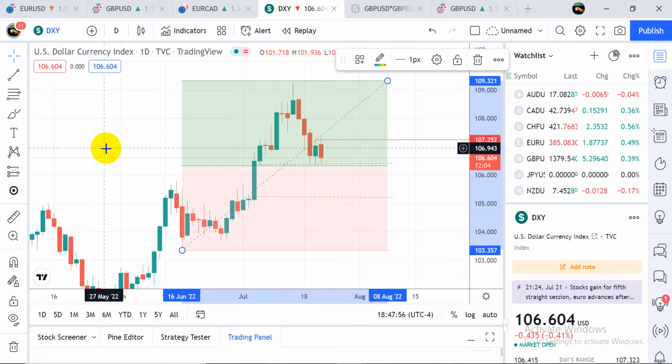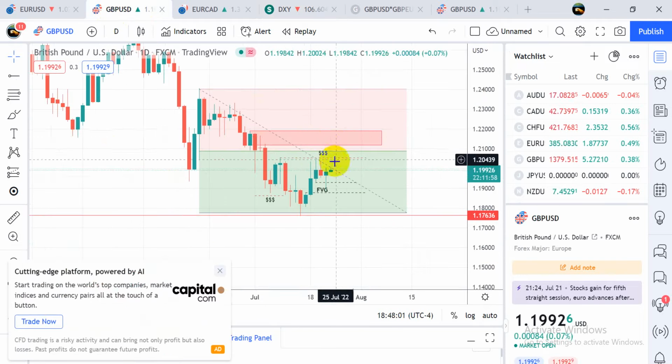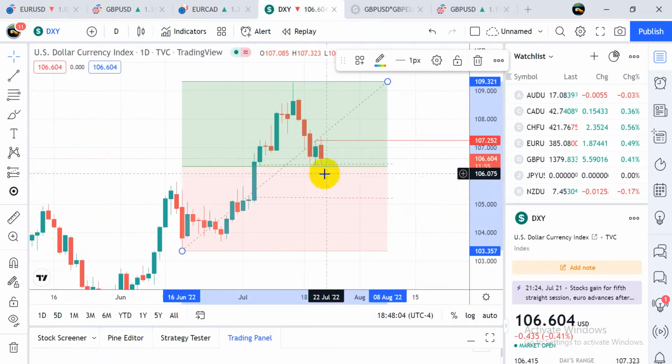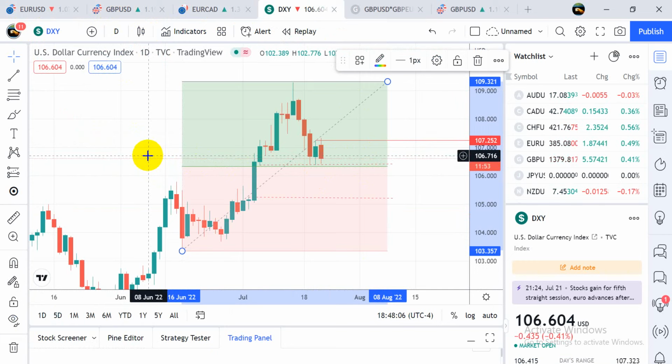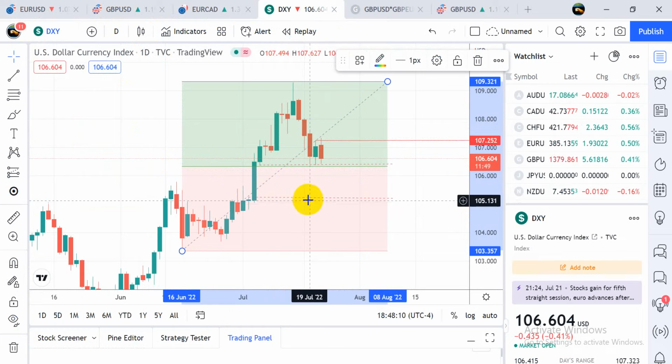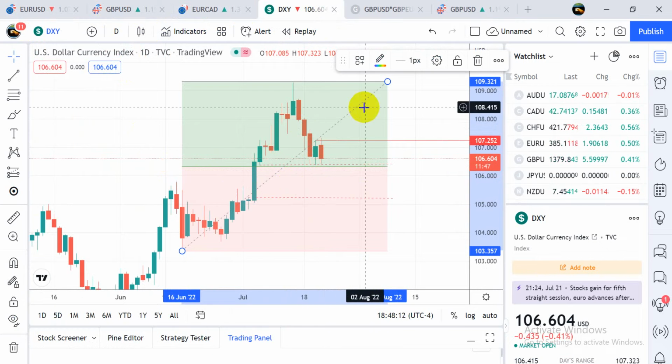Okay, we expect to sell at premium when price moves up to premium levels and we sell off from them. But in DXY, and most USD pairs, we expect price to reach out for discount levels before we can look for opportunities to buy. Okay, here we have the fair value gap.